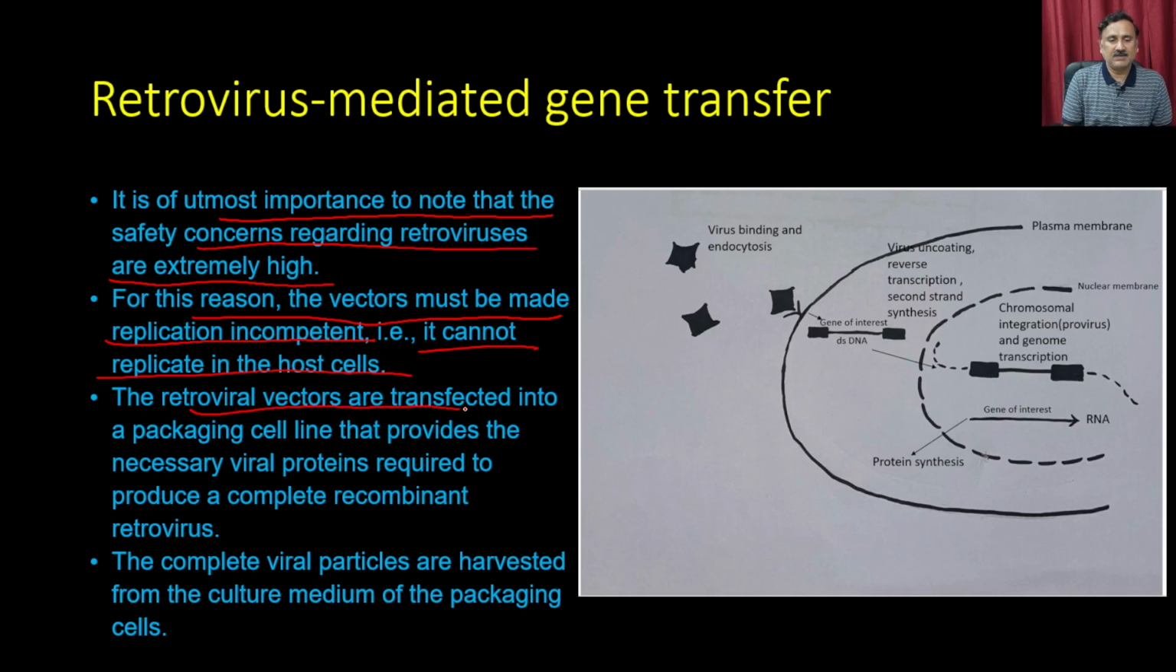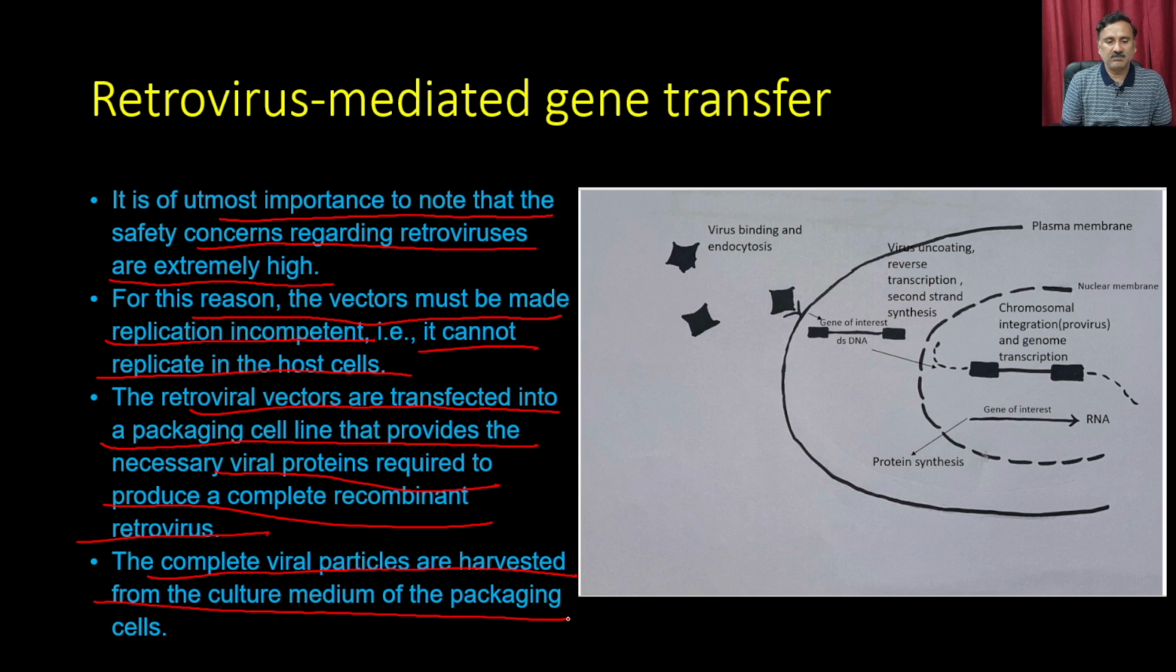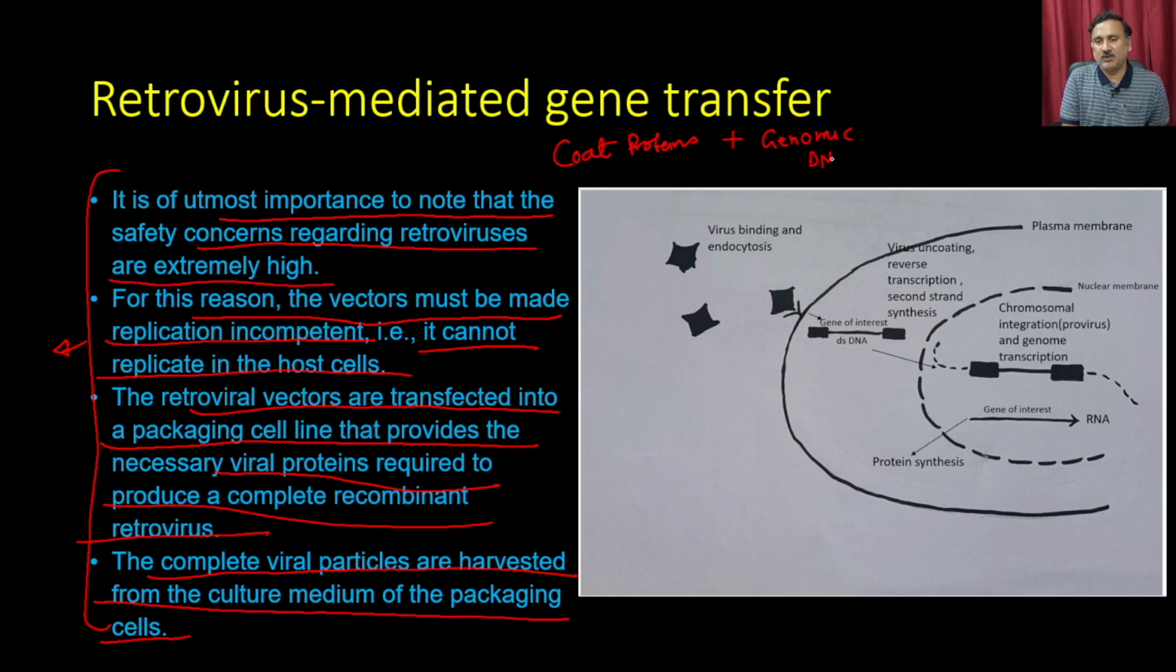The retroviral vectors are transfected into a packaging cell that provides the necessary virus proteins required to produce a complete recombinant retrovirus. The complete virus particles are harvested from the culture media of the packaging cells. So safety is a very high concern when you are using retroviruses, and that is why you should know that the virus has two components: the coat proteins, plus the genomic DNA. You are going to have two components.